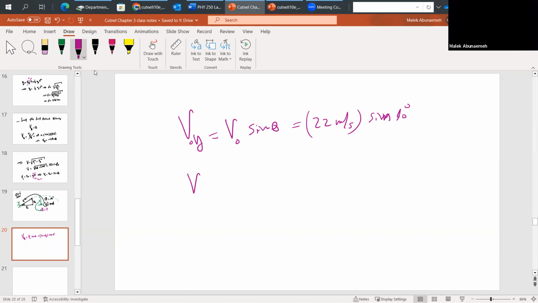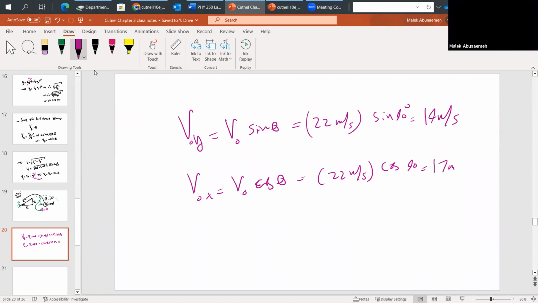Same thing, your velocity in the x direction is going to equal v naught cosine theta, which is going to equal 22 meters per second times cosine 40. Calculating the first one, I got 14 meters per second. Calculating the second one, I got 17 meters per second.